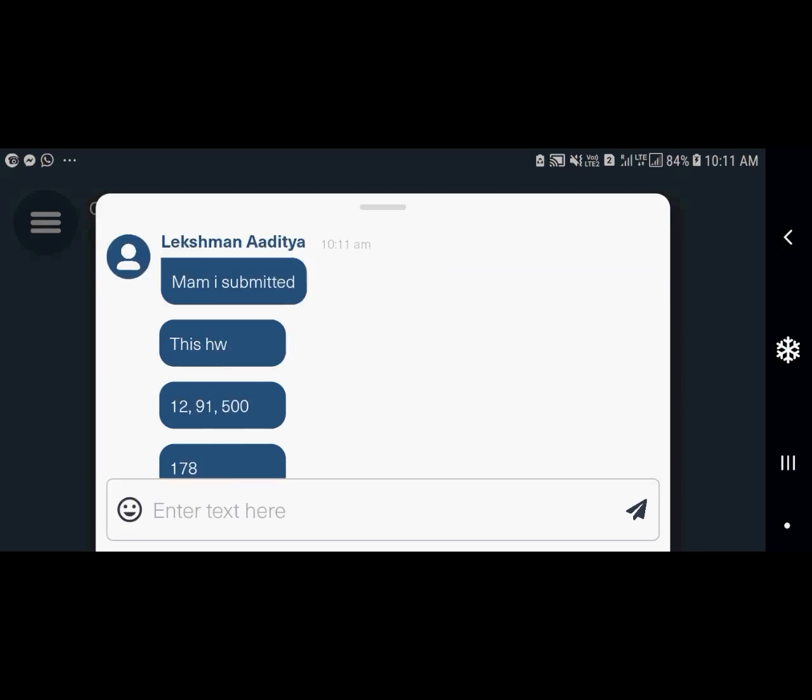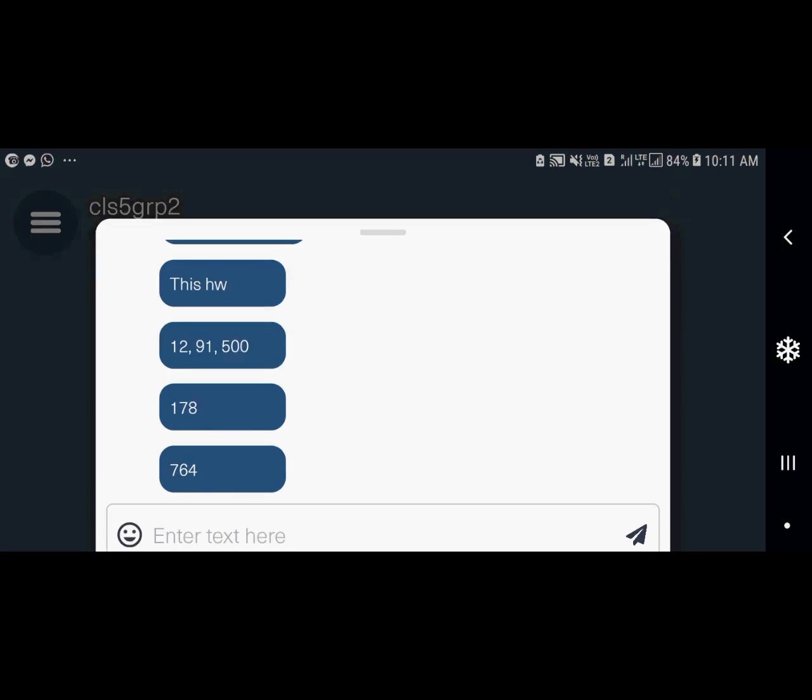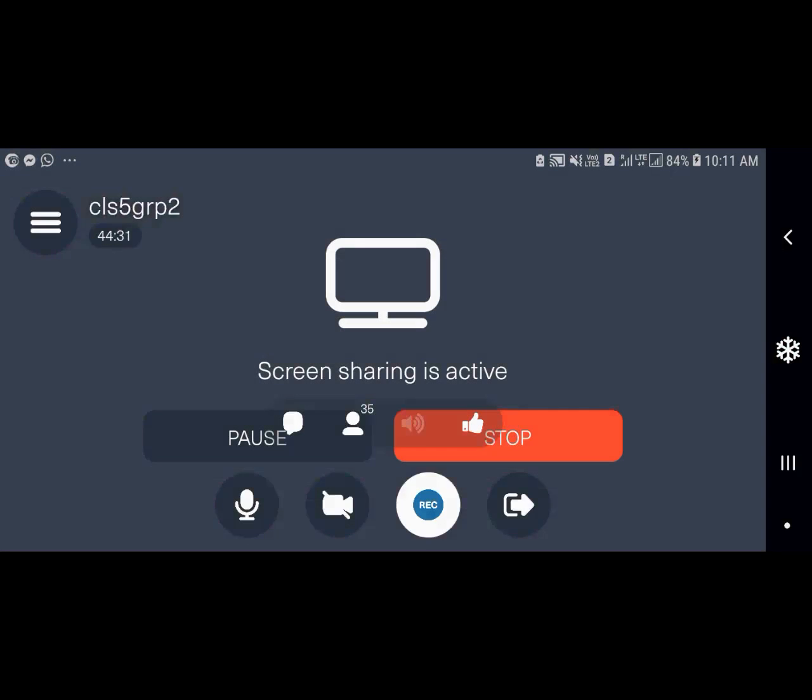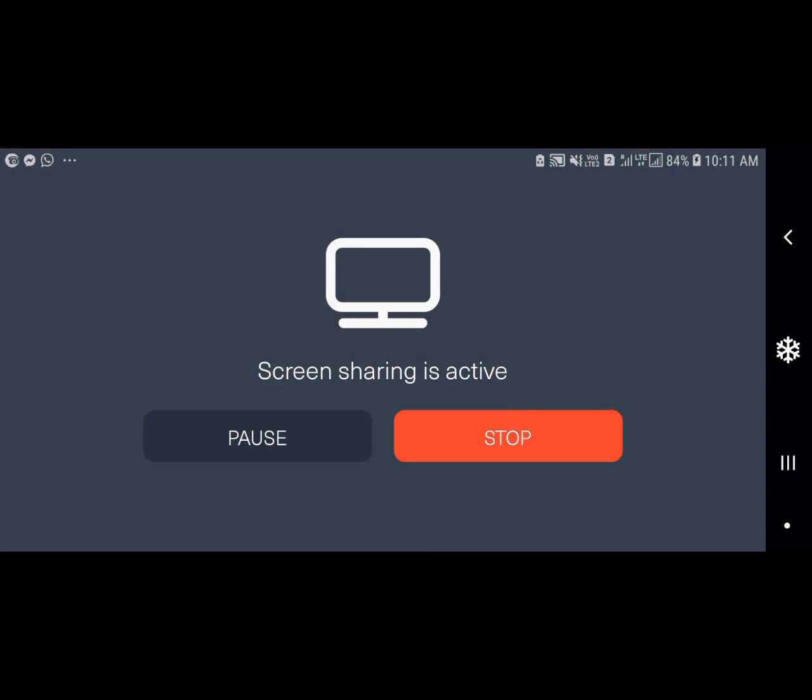Very good. Many are giving the answers. Very simple. All the even numbers other than 2 are composite numbers. Yesterday we did that, right? Other than 2, what are the numbers that are multiples of 2?